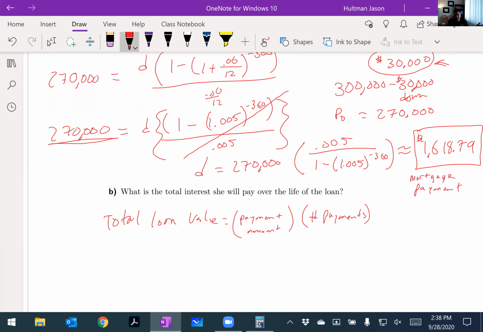Now we want to calculate all the interest. How much interest are we paying over 30 years? 30 years is a long time to be paying on a loan. You're going to be paying a lot of interest. Almost half of the loan goes to interest.